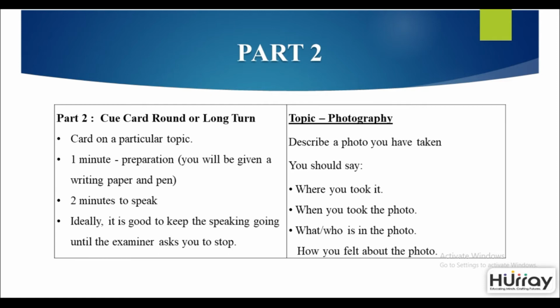Here is how the topic goes. You have photography as the main topic. Under that, a sample question: Describe a photo you have taken. You should say where you took it, when you took the photo, what or who is in the photo, and how you felt about the photo.